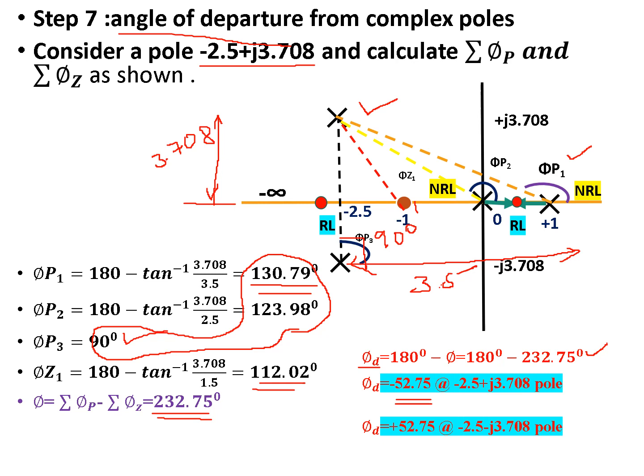And what we have found out is this value for the upper pole, that is minus 2.5 plus j 3.708, and we can write the same angle to this pole with a different positive angle. Instead of minus 52.75 degree, we'll be writing plus 52.75 degree at minus 2.5 minus j 3.708.